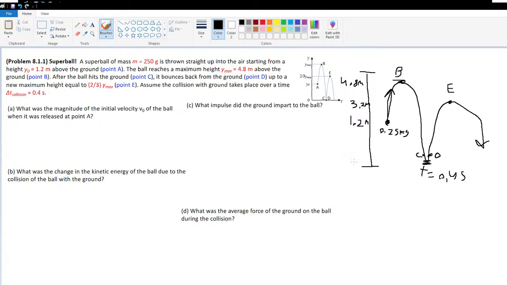All right. Any questions about the setup? Does this all make sense, where I got all the numbers from? Yep. Yeah, that makes sense.